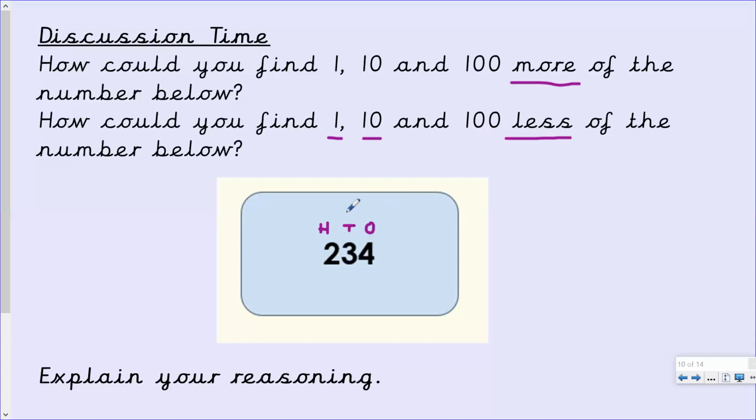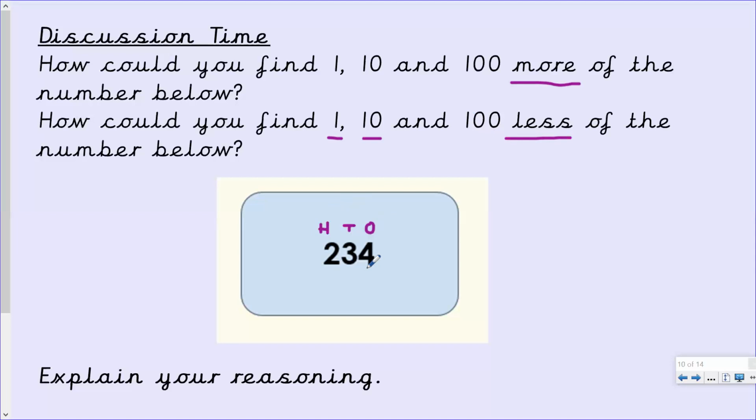Now, to get 100 less of the number below, which column would I need to look at? I would look at my hundreds column. What's 100 less than 200? It would be 100. So my number would be 134 instead of 234.